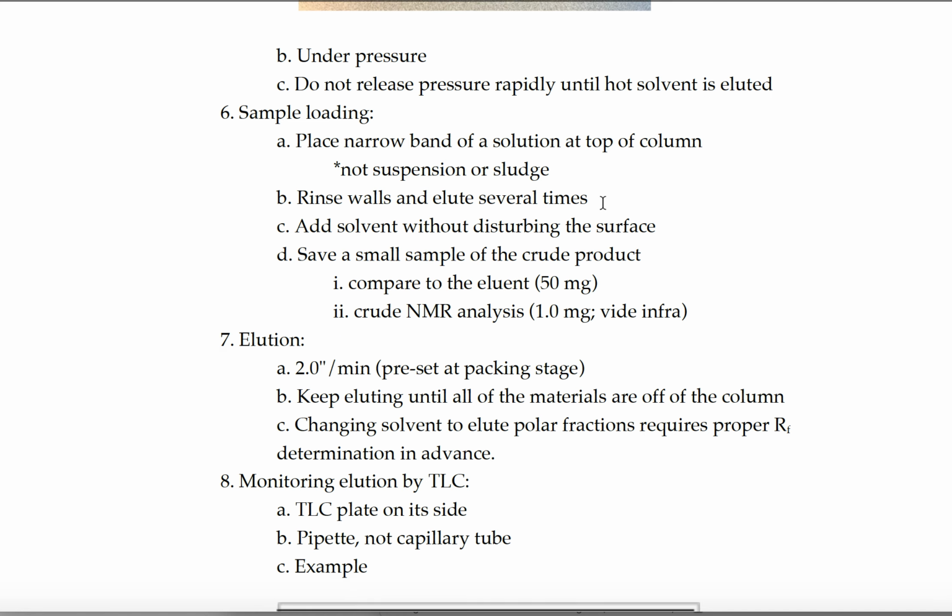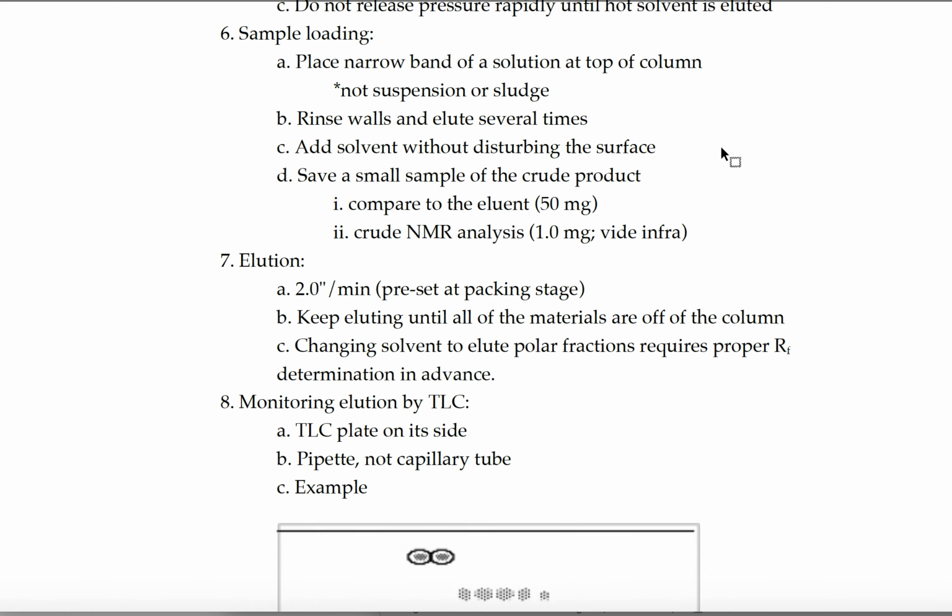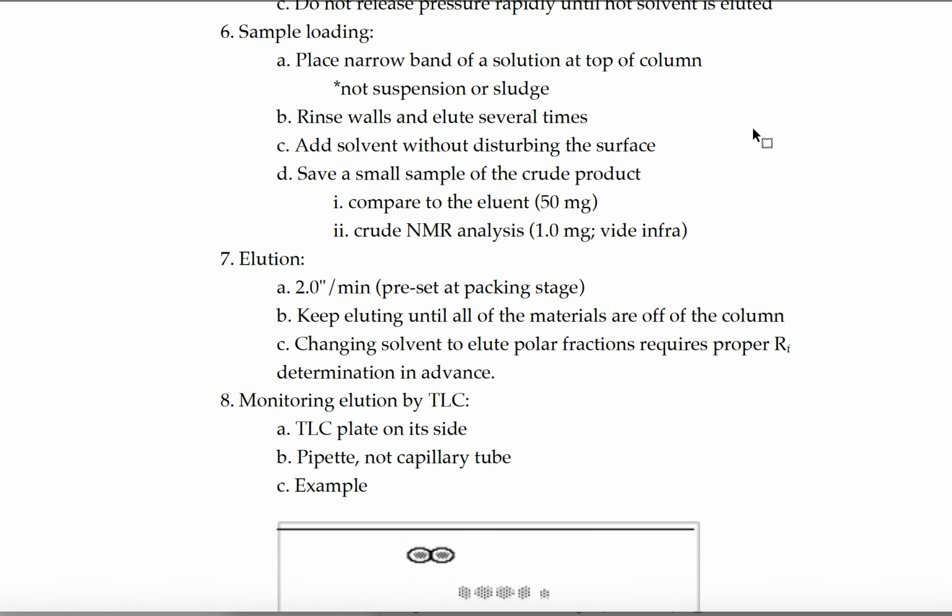And then sample loading. What you do is you put a narrow band of solution at the top of the column. Don't put a suspension or a sludge, because then it'll slowly dissolve and you'll end up with a mess. You got to get it on the column. There's dry loading tricks for that, and I think that's also in the video. But sometimes your crude is full of garbage, and sometimes it pays to send it through a plug of silica gel into a flask and re-rotovap it to get the garbage out, so that it loads on the column smoother. So you rinse the wall several times.